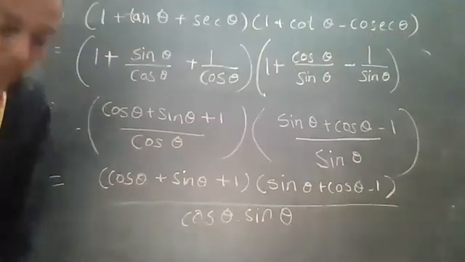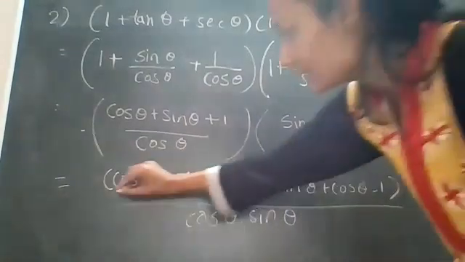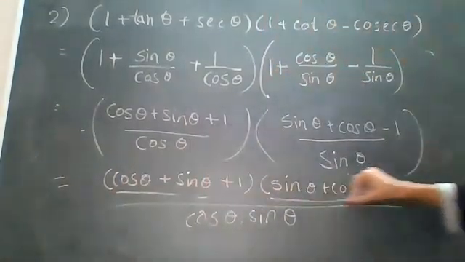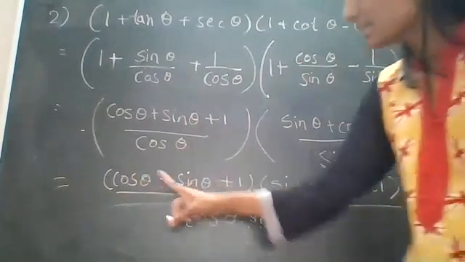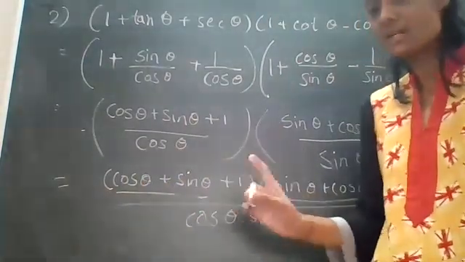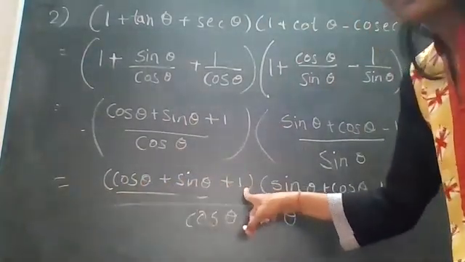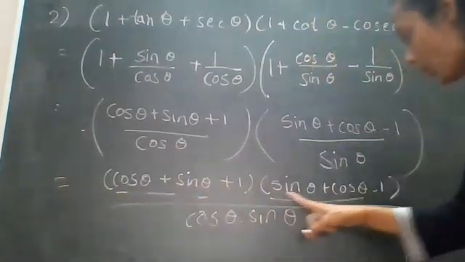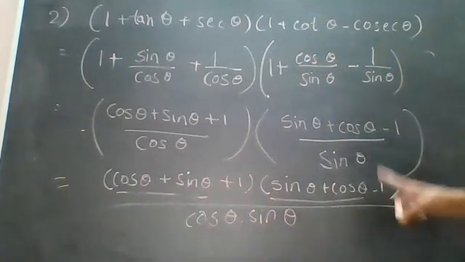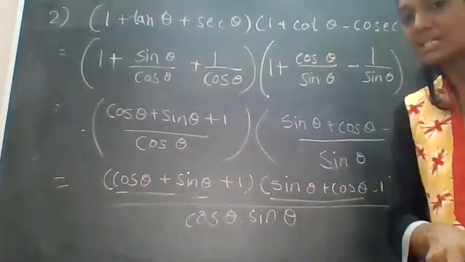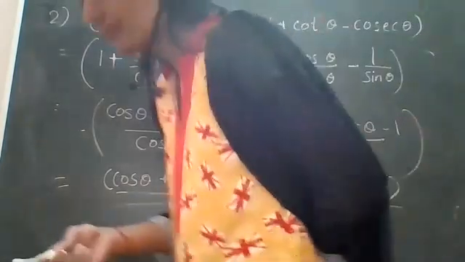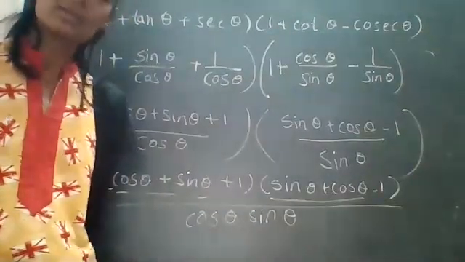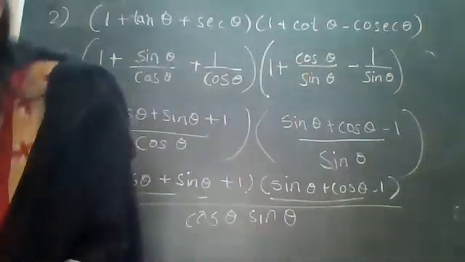Yes, ma'am. See, now what we are going to do here: we assume all this as A, which means cos theta plus sin theta will be your A, and 1 we assume as B. So it becomes whole A plus B and whole A minus B. So what can we write? A square minus B square. Absolutely fine. So we are going to use this identity over here.